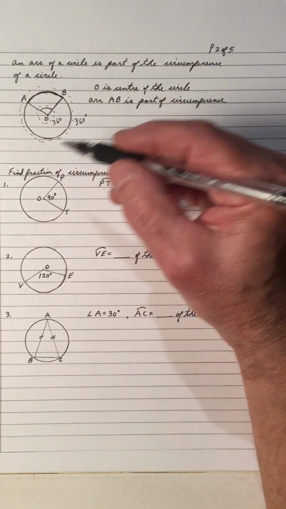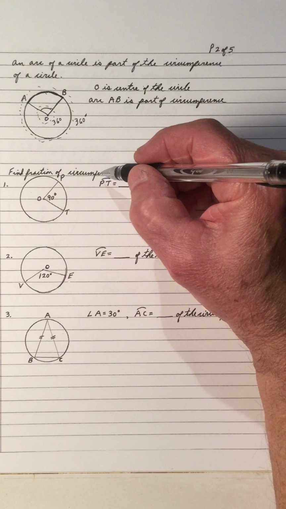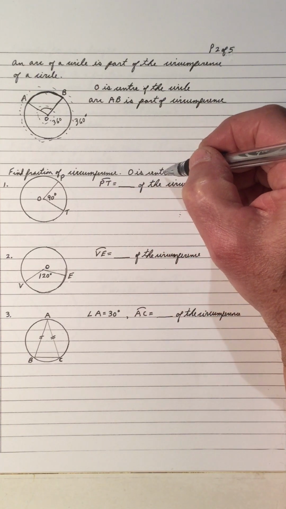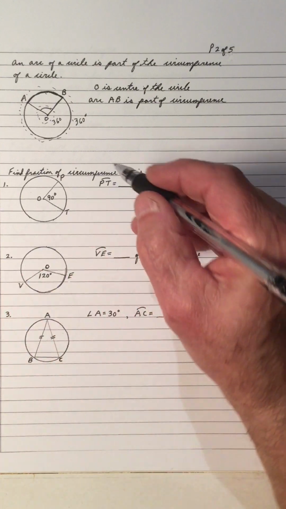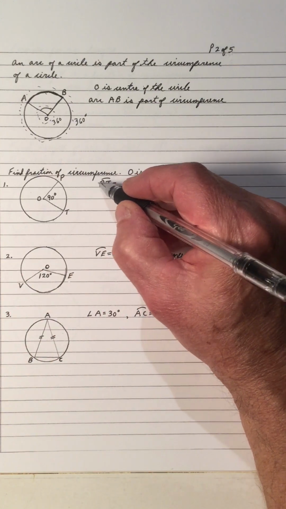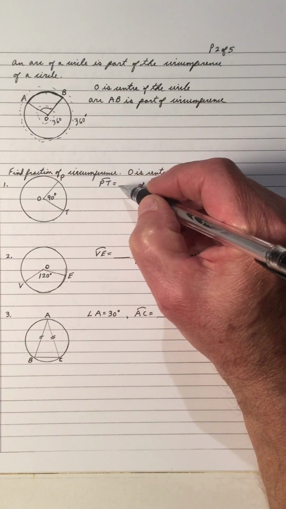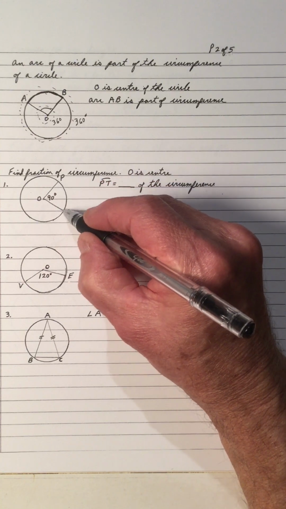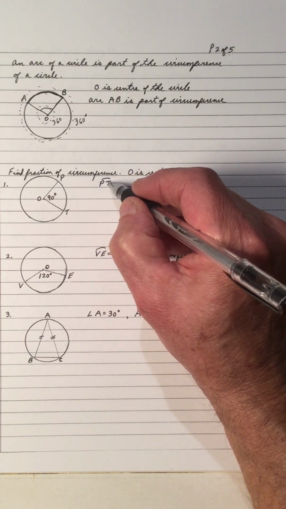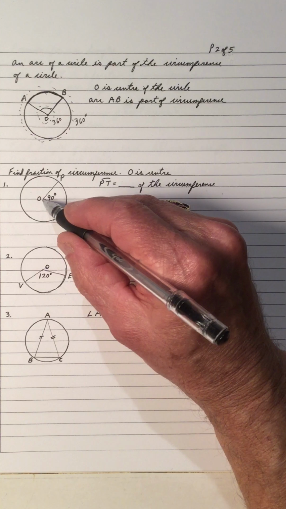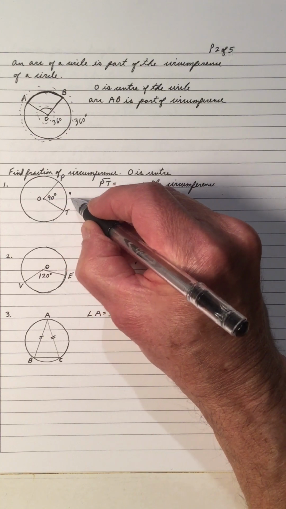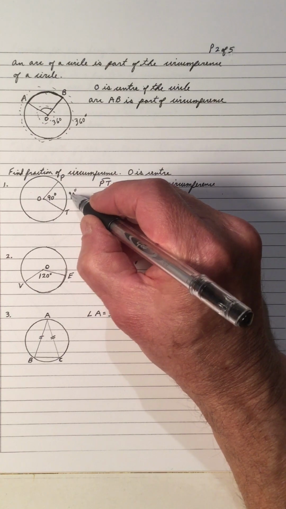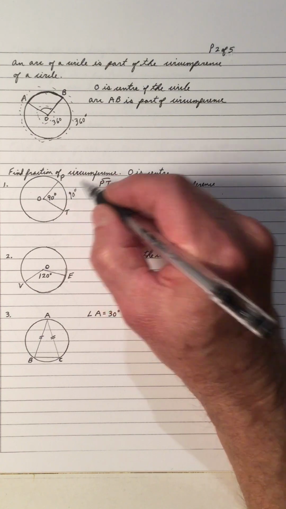So let's do some examples. Find the fraction of the circumference. O is the center of each circle. So number one, we have a circle, and we want to find what part the arc PT is of the circle. So notice we have PT is a minor arc named with two letters. So POT is the central angle. And the arc PT is the same measure as the central angle, so 90.